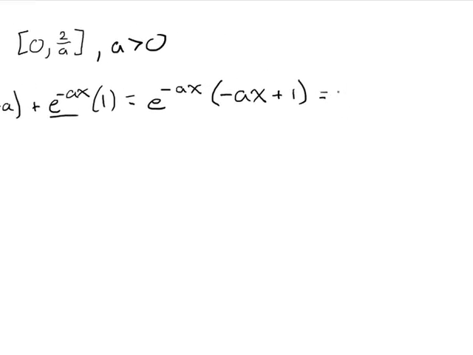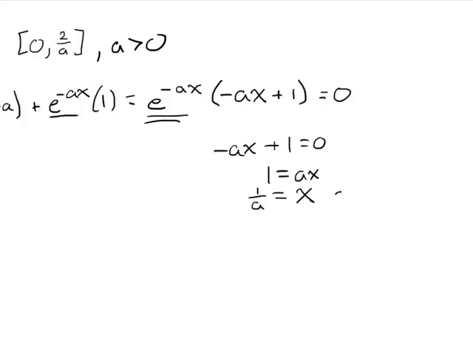And we do that by setting our first derivative to 0. This part here can never equal 0. So we'll just set negative ax plus 1 equal to 0, and we'll solve this. So we have 1 equals a times x, and solving for x, we get that x equals 1 over a. That is our critical point.